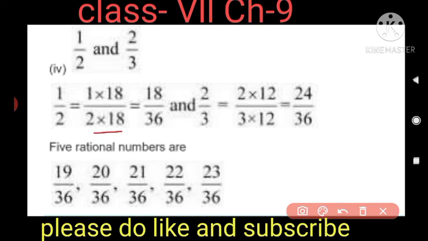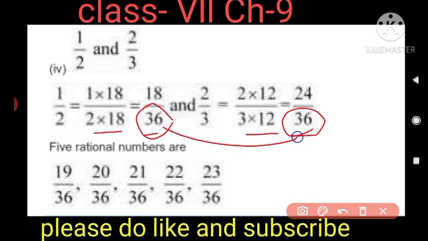So if I multiply with this, what do I get? 18 upon 36. And for the next term, 2 upon 3, if I multiply with 12, again I'm getting 24 upon 36. Now the denominator 36 is the same. We have to make the denominators equal. Now we need 5 rational numbers, you can write any 5 rational numbers between them. After 18 what will you get? 19, 20, 21, 22, 23. So these are the 5 rational numbers, the exact 5 rational numbers between these two fractions.